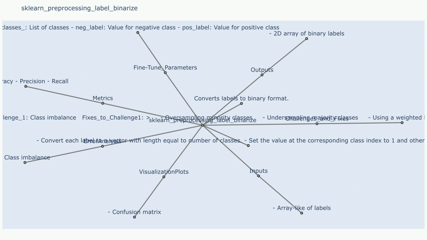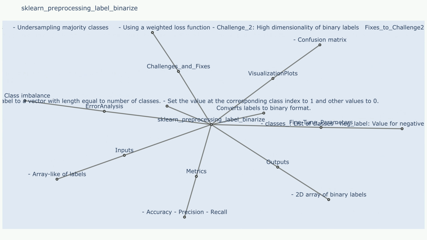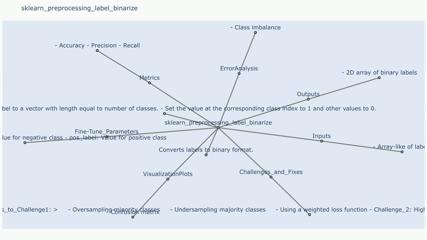Inputs. Y, the input array of labels. It can be a 1D array or a 2D array where each row represents a sample's label. The labels should be integers or strings representing the categories. Classes. An optional list or array specifying the unique classes in the dataset. If not provided, the unique values in Y will be used.